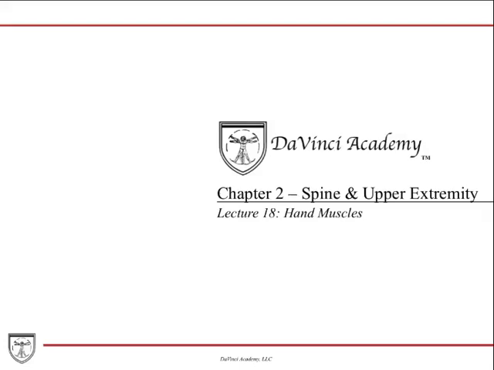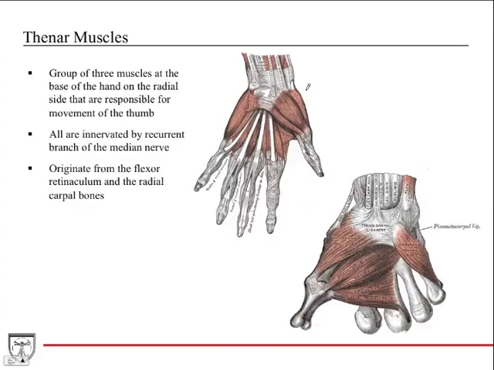In this lecture for Chapter 2, we're going to talk about the anatomy and the function of the hand muscles. The muscles of the hand are grouped into three different groups: the thenar muscles, the hypothenar muscles, and the intrinsic hand muscles. And they're grouped by both location and function as well.